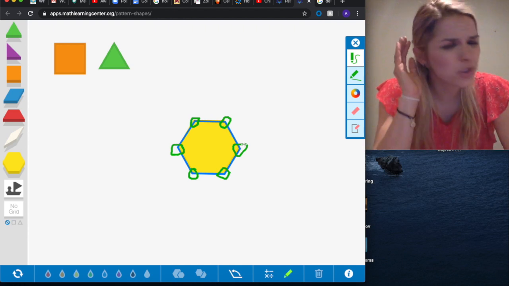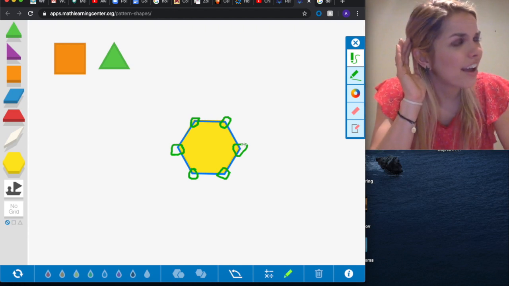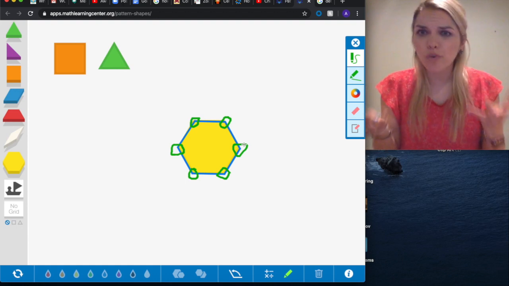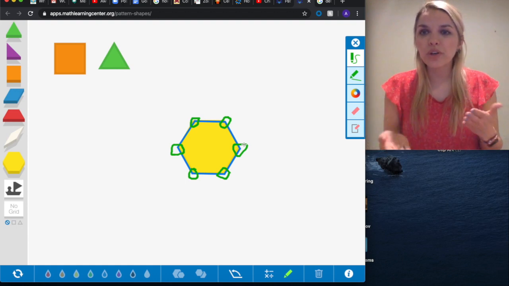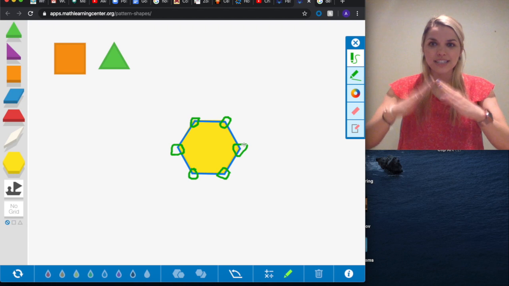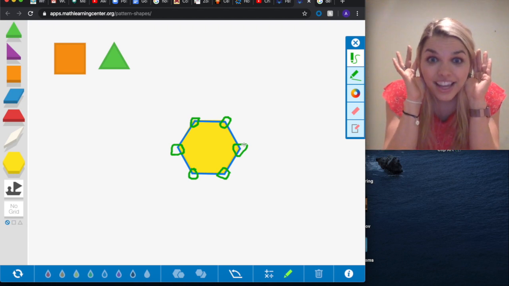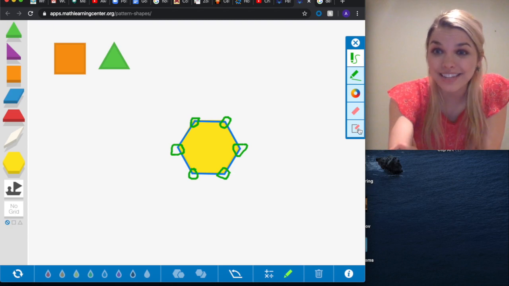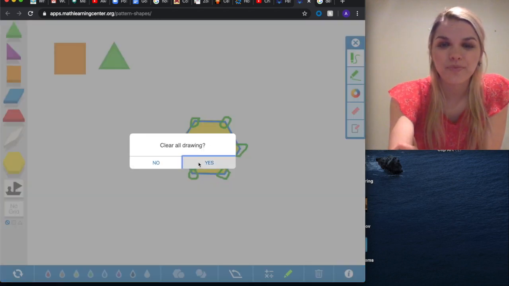And what about our square? Yeah, our square had 4 vertices and 4 lines. What are we noticing about our lines and vertices? It's always the same. Great job noticing that, mathematicians.